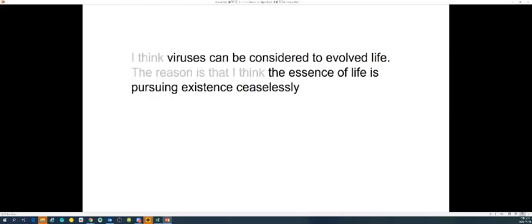So let me show you. This word, virus can be considered. That part already has the meaning of I think, right? Can be considered means I think. So that means this I think part is not necessary. And the reason is that, even without that part, the other part, the essence of life is pursuing existence. It's perfect.